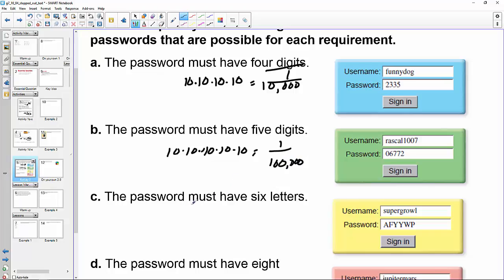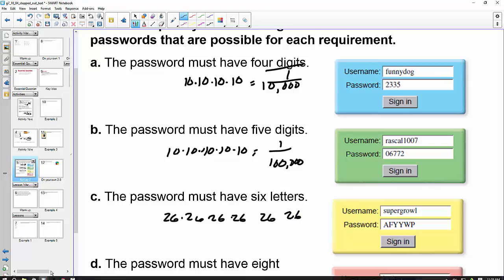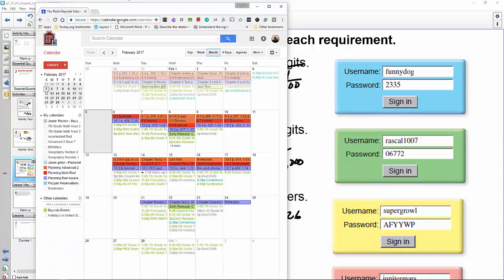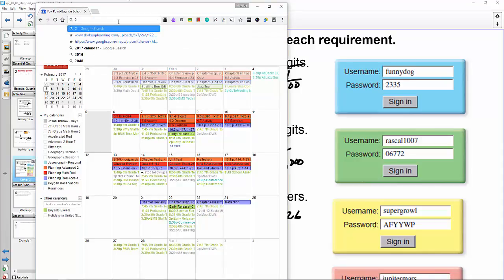Next one says 6 letters. Well, there's 26 letters, right? So that'd be 26 times 26 times 26 times 26. That's 4 times 26 times 26. And for this one, I don't know what this is offhand, so I'm going to go up here real fast and go 26 to the 6th power.